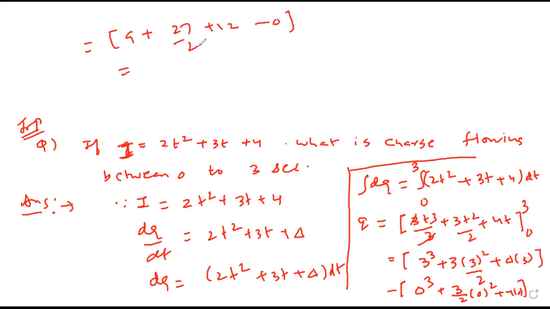That is 12 and 9, 21, plus 27 by 2, which you can write as 21 plus 13.5. That is 34.5 coulomb. Followed? Yes, sir. Right.